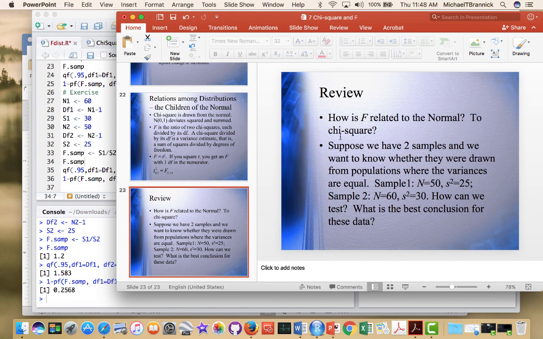So here we just talked about how F is related to the normal and to chi-square. So you've got the ratio of 2 chi-squares, each divided by its degrees of freedom, and each chi-square is related to the normal by being a sum of these squared deviates from the unit normal. And we just did the 2 samples, and for these data, the best conclusion is we can't reject the hypothesis that they were drawn from a population that has the same variance across both samples.